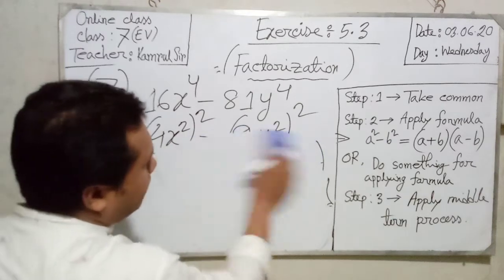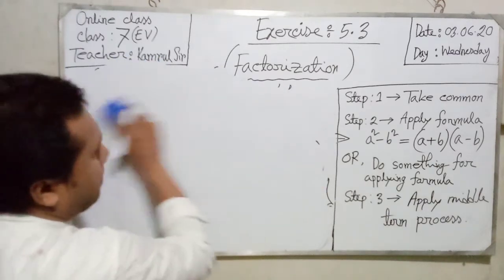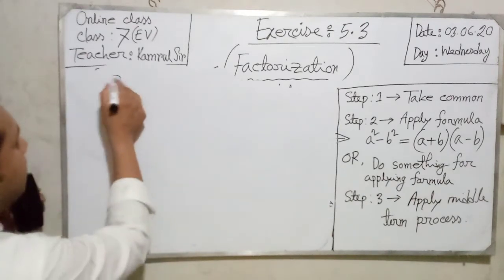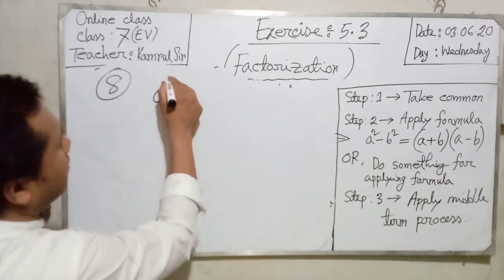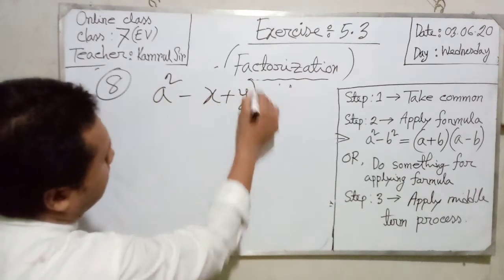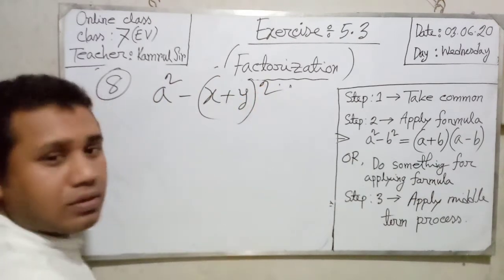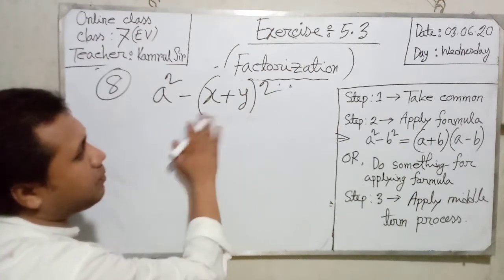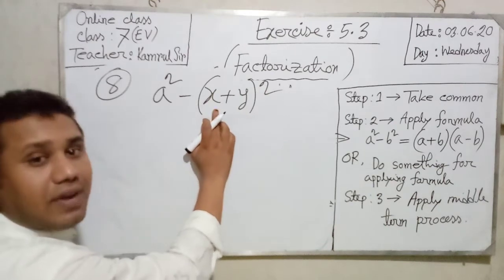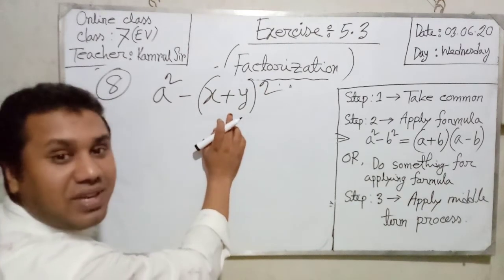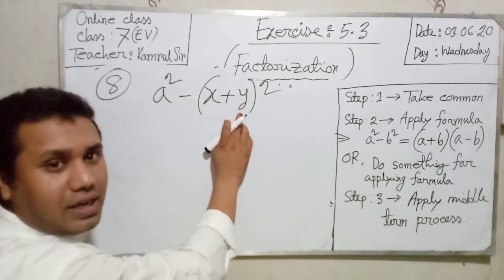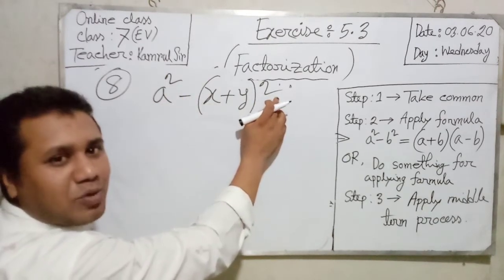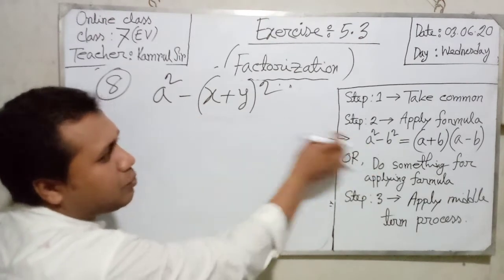Now we can go to another problem. Now problem number 8. Look, this is very simple. Look, is there any common? No, but step 2, directly we can apply step 2. How? This is a. If we say x plus y as b, then it will be a square minus b square. That means step 2, directly we can use.